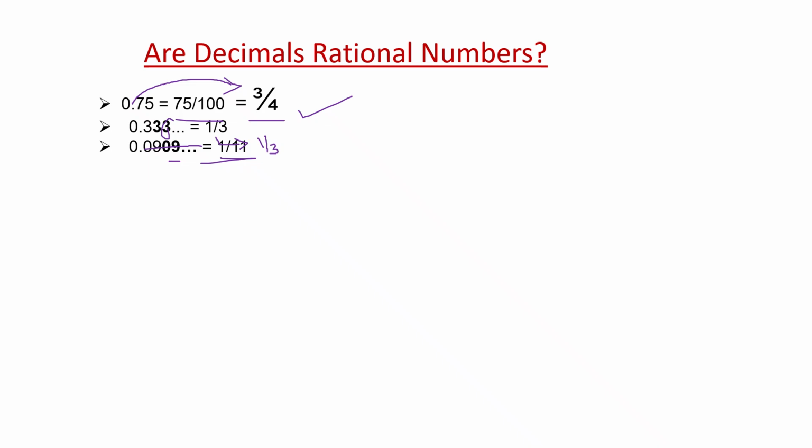So now we know that decimals that stop or decimals that repeat are rational numbers, but not all decimals are rational. There are some decimals that go on forever without repeating, and those are not rational. We will talk about those in another video.